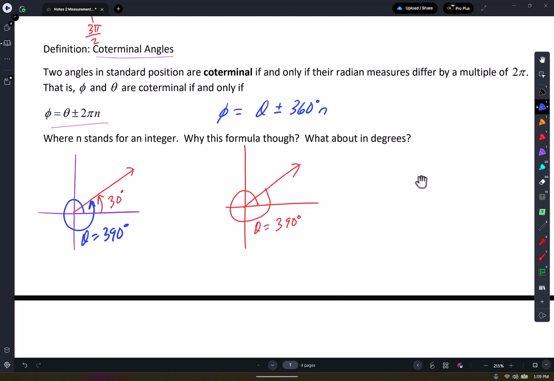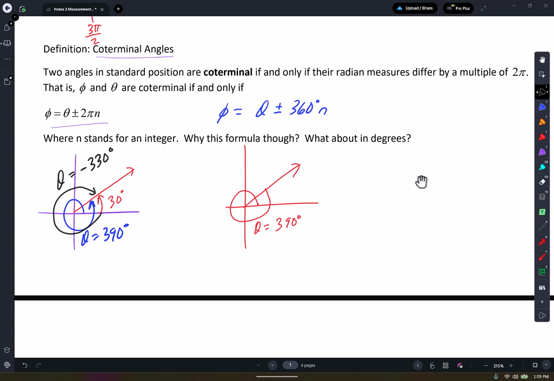If you were to go clockwise, negative 360, 30 minus 360, what's that? Negative 330. So this ray here is the same as negative 330 degrees. I'll do it over here so you can see it. If I had gone clockwise like that, that is negative 330 degrees. So negative 330 degrees, 390, and 30 are all coterminal because they all make that same ray.